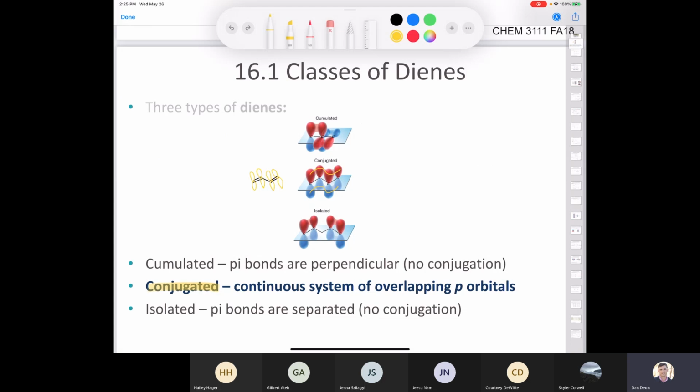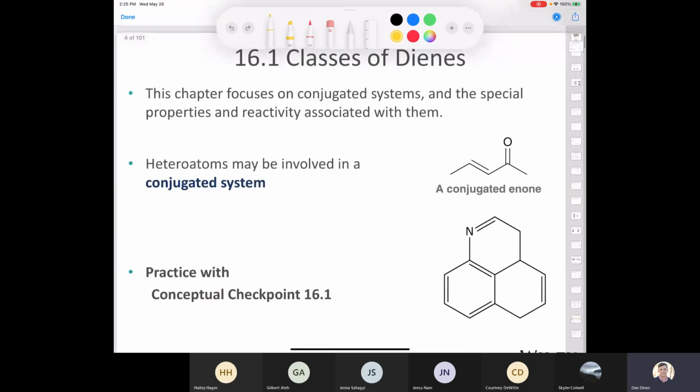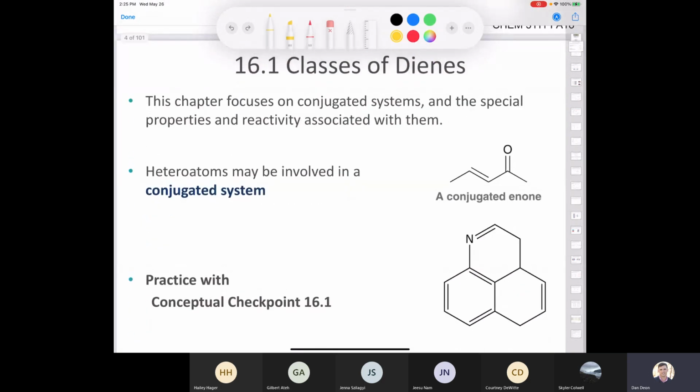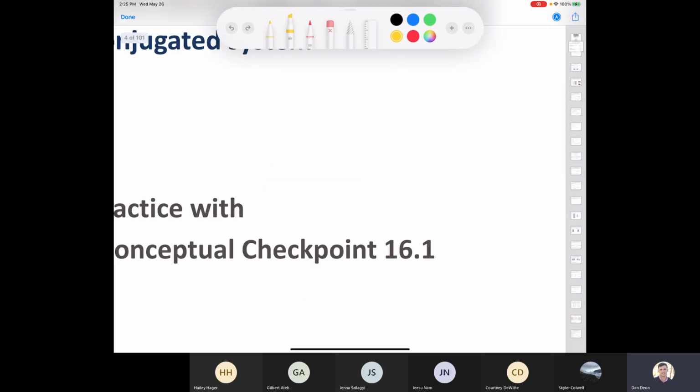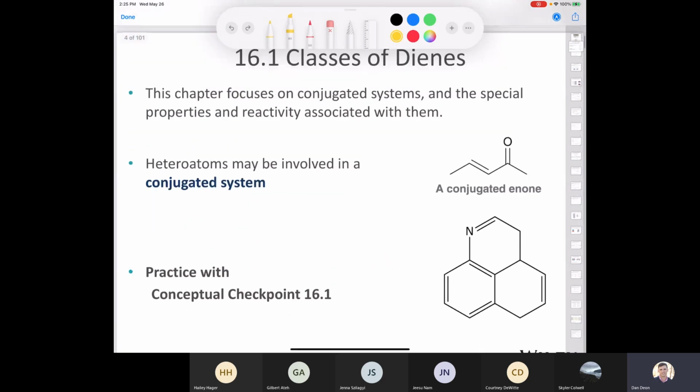So the only one where we have overlap of all the p orbitals in a continuous system are in conjugated dienes. Now, the conjugation in double bonds doesn't necessarily have to just involve carbon-carbon double bonds. We've seen that throughout Organic Chemistry 1 and a little bit in Organic Chemistry 2. So this chapter, Chapter 16, focuses on conjugated systems, the special properties and reactivity associated with them, and why they have them.